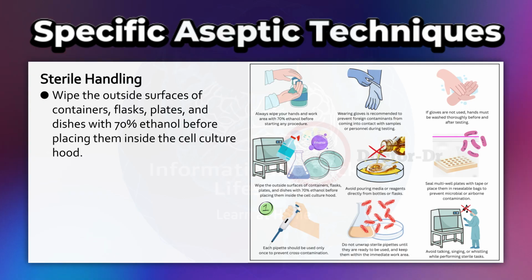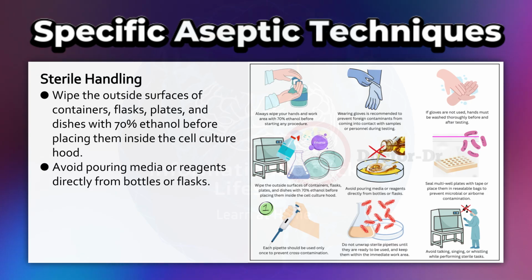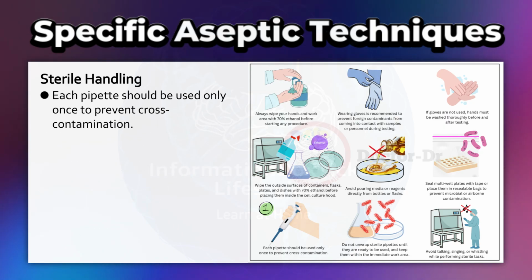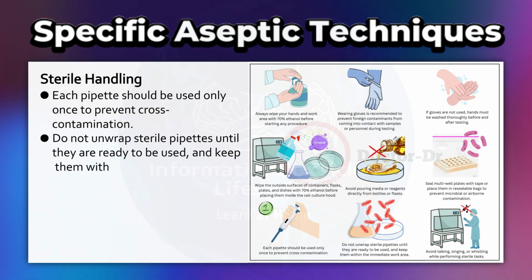Wipe the outside surfaces of containers, flasks, plates, and dishes with 70% ethanol before placing them inside the cell culture hood. Avoid pouring media or reagents directly from bottles or flasks. Use sterile glass or disposable plastic pipettes with a pipettor for liquid handling. Each pipette should be used only once to prevent cross-contamination. Do not unwrap sterile pipettes until they are ready to be used, and keep them within the immediate work area.